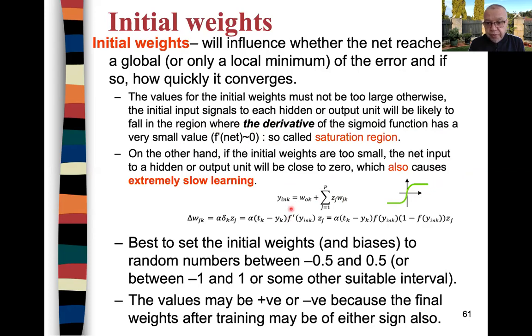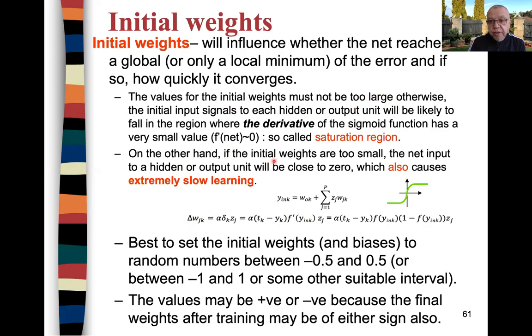And in that case, in the weight adjustment, we will have zero here. So we reach saturation. We will not be able to update our weights. We're kind of stuck in a saturation region. Now that was when the weights are too large.